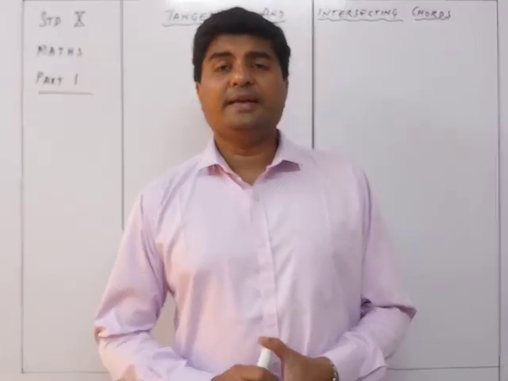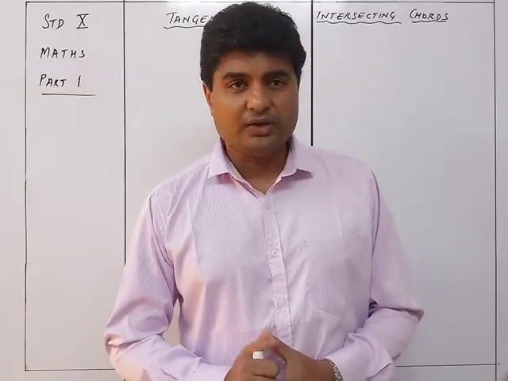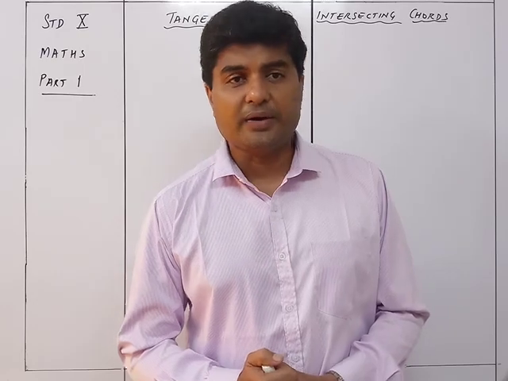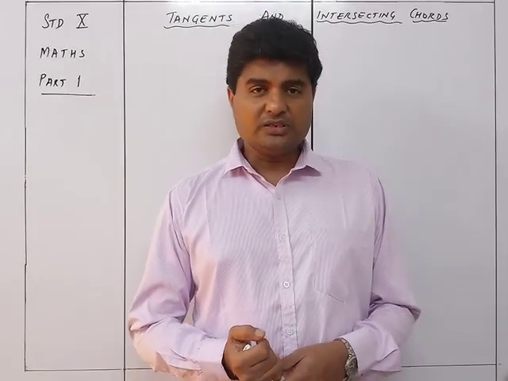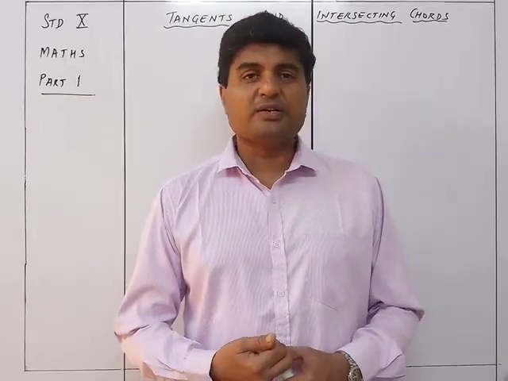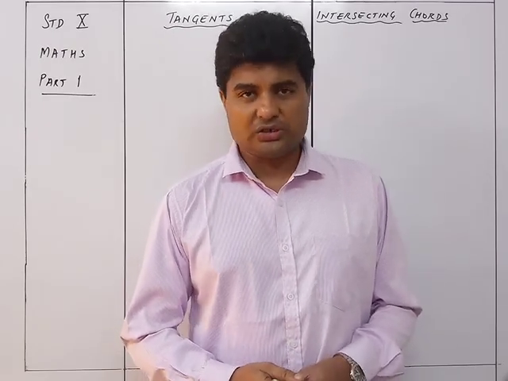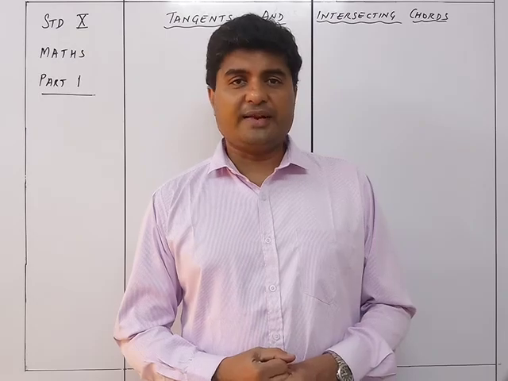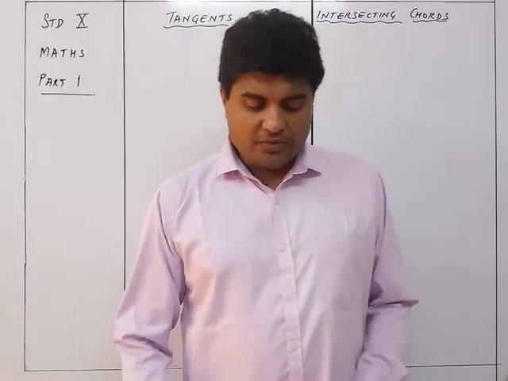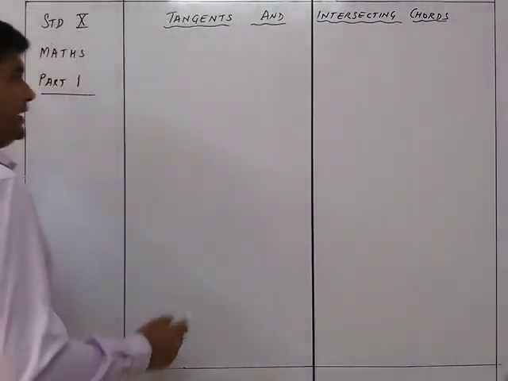Of course it is connected to circles only, so we can say it is the second part of the chapter Circles. In the second part of circles we are talking about the properties of the tangents and the intersecting chords. First of all we need to understand what a tangent is.